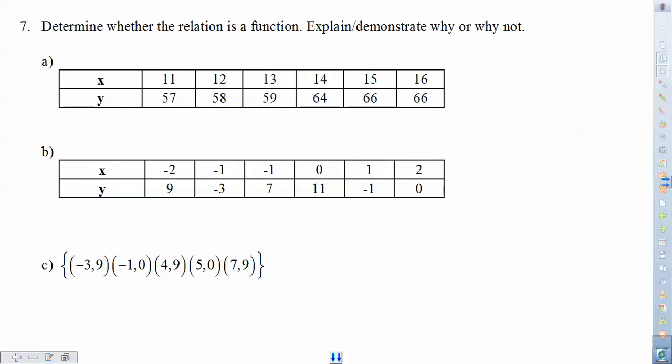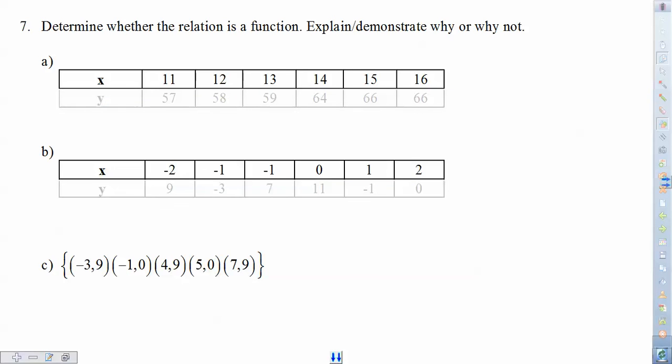Alright, looking at number 7, determining whether a relation is a function or not. You guys are doing a pretty good job with this. When you're looking at it in table form here, what was the only thing that you really needed to focus on to figure out if it was a function or not? Yeah, you only needed to focus on just those x values. If the x value is repeated anywhere, then it's not a function. But if you don't see any repeated x values, then it is a function.